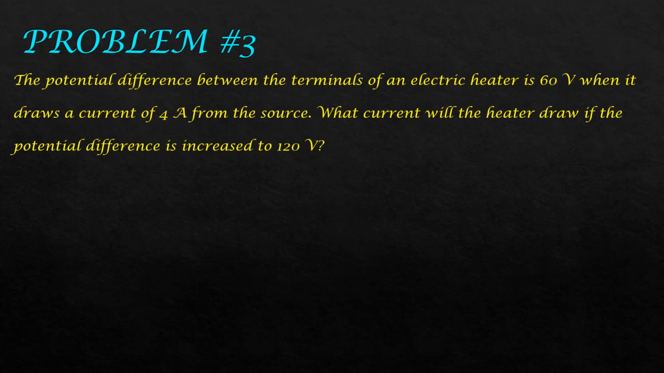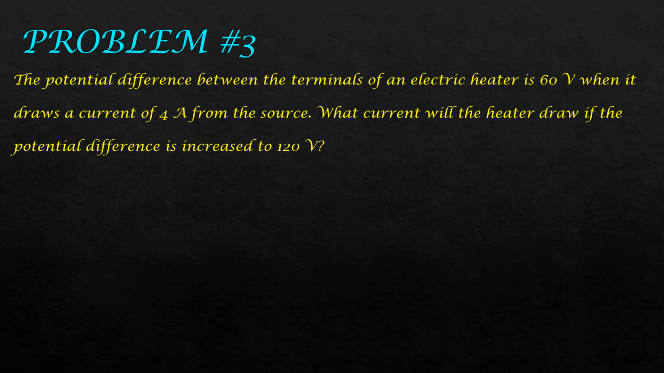Okay, so let us go to a third problem, which says that the potential difference between the terminals of an electric heater is 60 volt, and it draws a current of 4 ampere. So we have the current and we have the potential difference. But here you can see that there is no resistance given. Next, what current will the heater draw if the potential difference is increased to 120 volts?